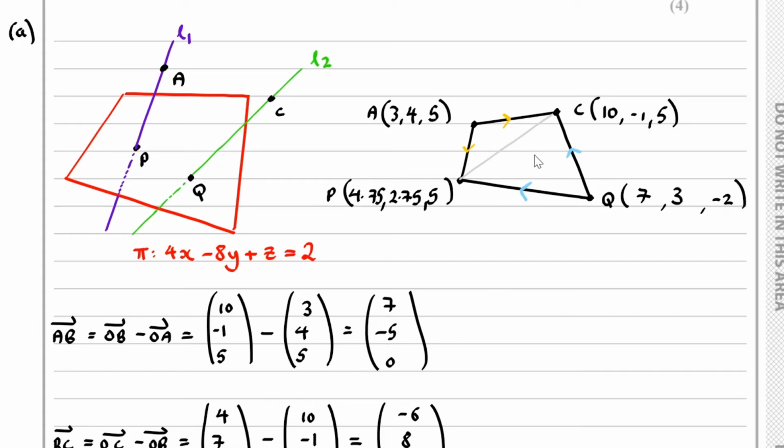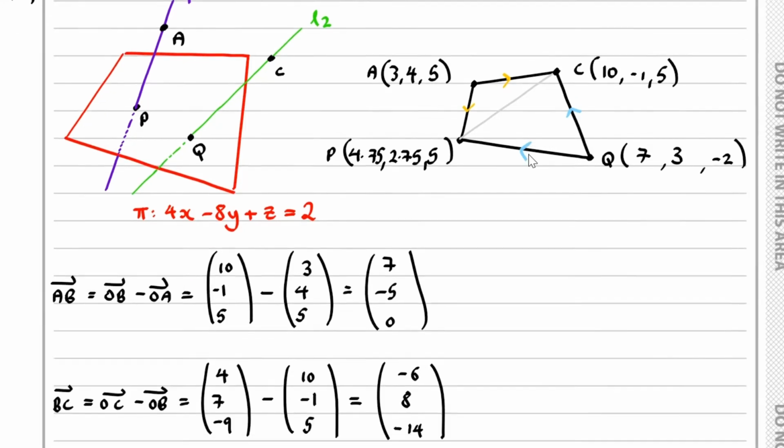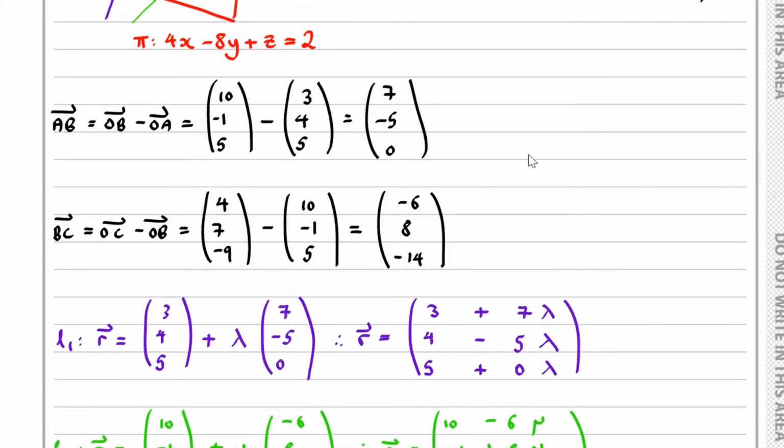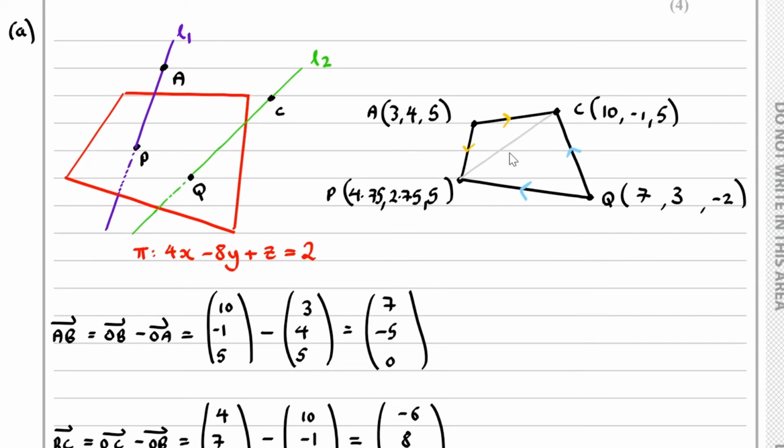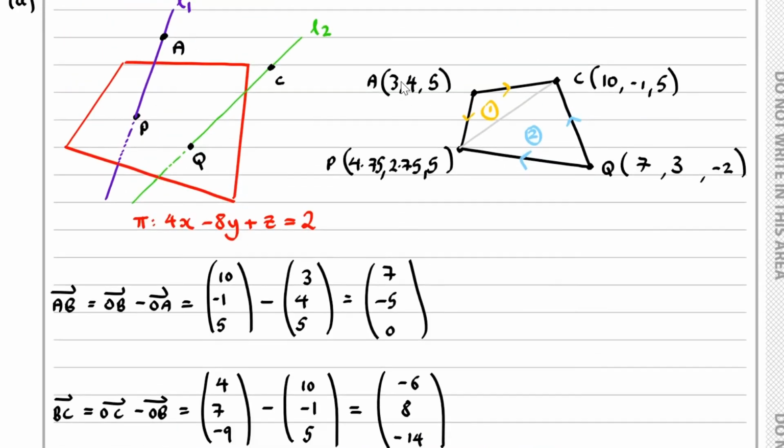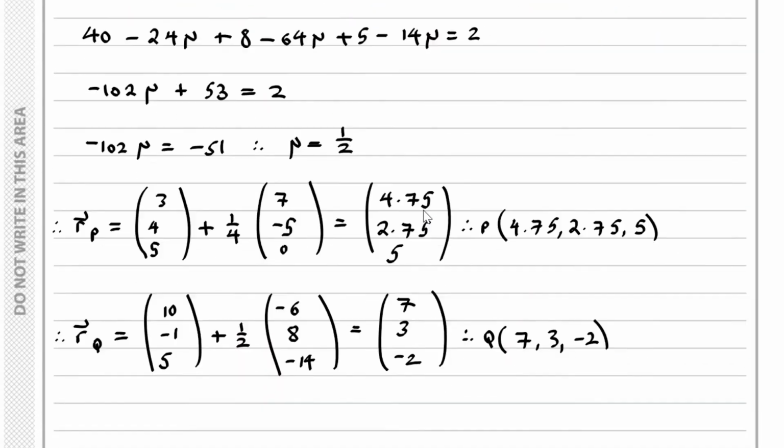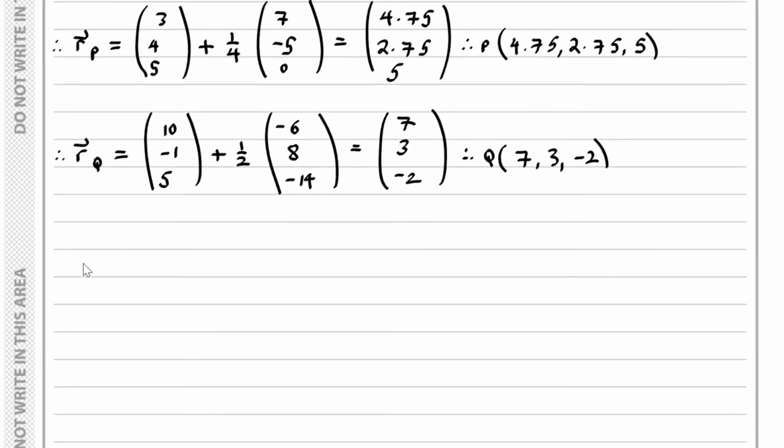Alright, and once we've figured out those vectors, we can find out the area of this triangle and then this triangle, and then add up the areas together. So we'll call this triangle 2, and this we'll call triangle 1. Okay, so we'll do this in orange. We can find out what AP is, first of all.